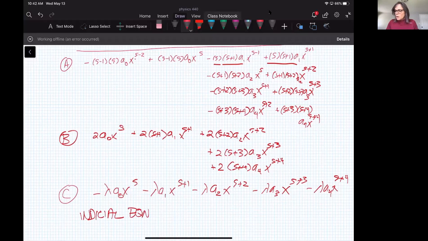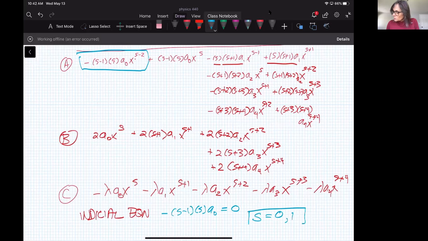And the way that you find that is to go for the lowest power of x, which is right over here. Since that's out on its own, there are no other powers of x to the minus 2. The coefficient of that has to be equal to 0. So minus s minus 1 times s times a naught has to be equal to 0. So that means that s is equal to 0 or 1. All right, so that's the roots of your indicial equation. Did everybody get that? Thumbs up if you did.